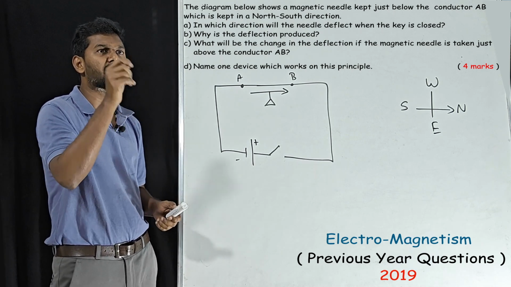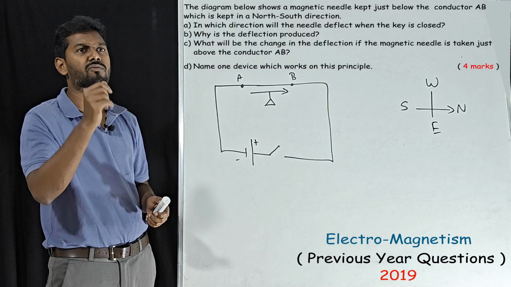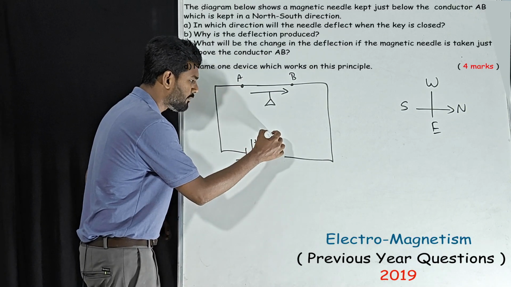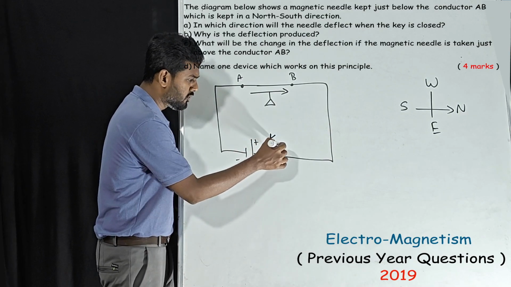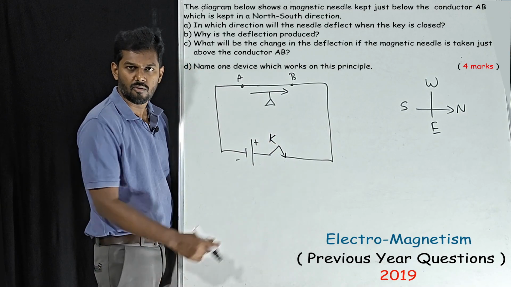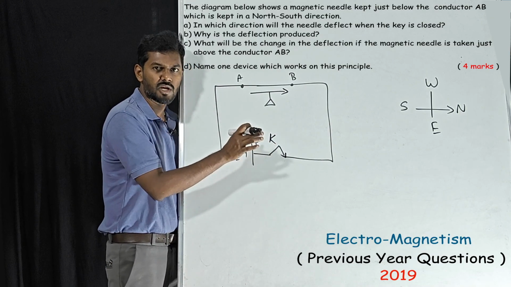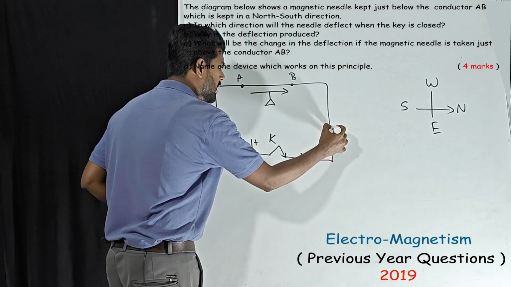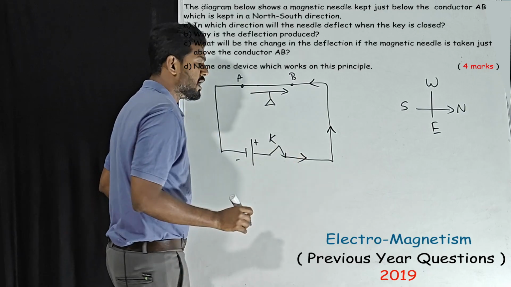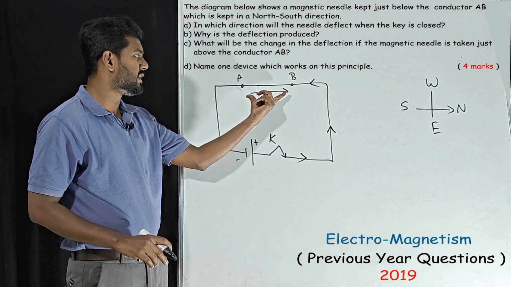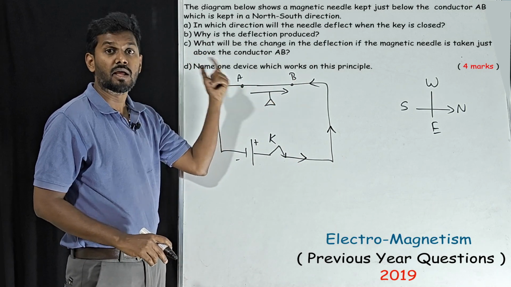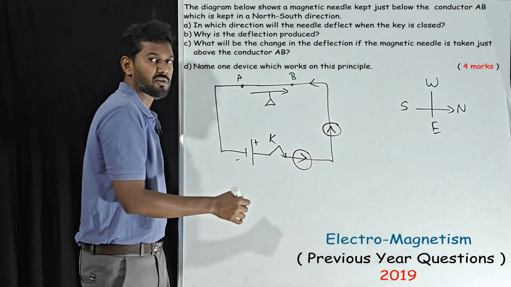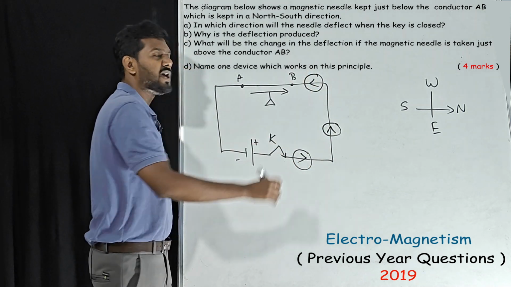Now, first, in which direction will the needle deflect when the key is closed? See the key. Now this is open. When you close it, this is the way to show that it is closed. So now it is closed. Once it is closed, current flows here, here, and here. Where is the needle? The needle is here. So the direction of current above it is important for us. We don't care about this one and this one. We care only about this direction.